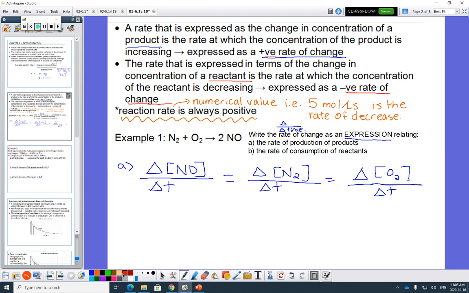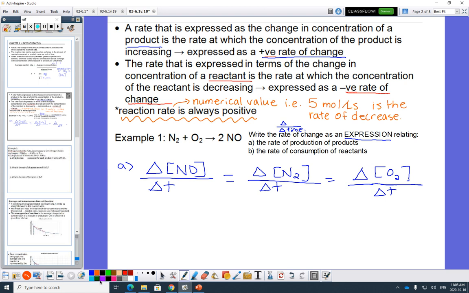So if they were all the same, if they had the same coefficients, if they were all reactants or all products, we could leave it like this. It's all equivalent. However, that is not true. So we need to add two things. We need to add the coefficients, and we need to state whether it is a product and has a positive rate of change or a reactant and has a negative rate of change, okay?